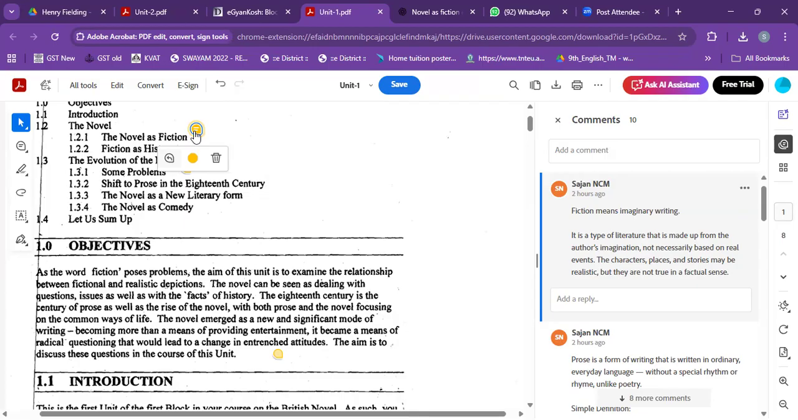What do you mean by imaginary writing? A type of literature that is made up from the author's imagination, not necessarily based on real events. The characters, places, and stories may be realistic, but they are not true in a factual sense. Fiction is an imaginary writing. But one thing you have to keep in mind as a literature student is that no writer can write in vacuum. What does that mean? No writer can write in vacuum.